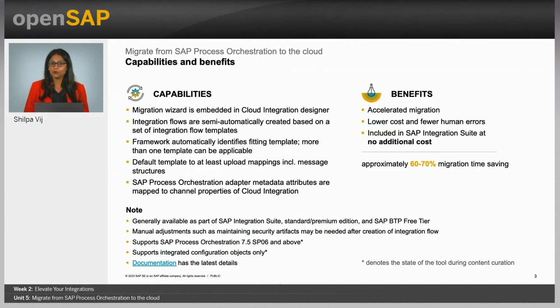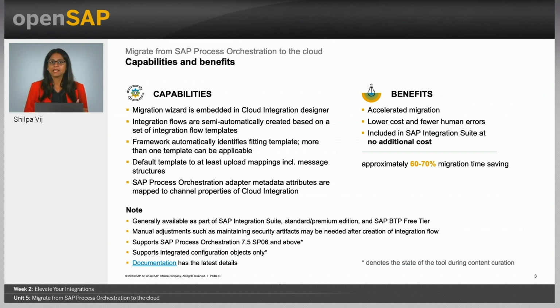How does the capability look like and how does it work? Migration Wizard is embedded in the Cloud Integration Designer, and if you have enabled cloud integration for your tenant, you are all set to use Migration Wizard. Key pointers on how the capability works. Migration tooling is a template-based approach. The framework automatically matches the design time artifact in SAP Process Orchestration with the current scenario supported in cloud integration.